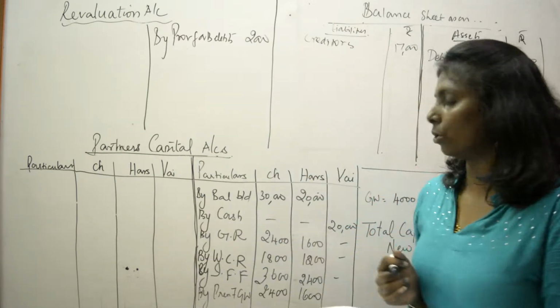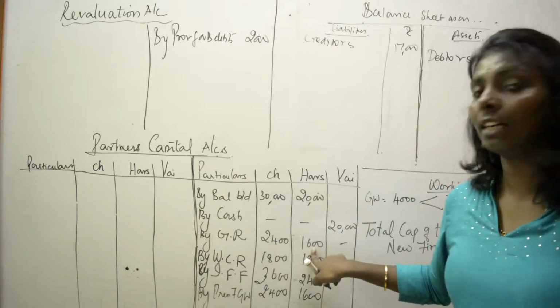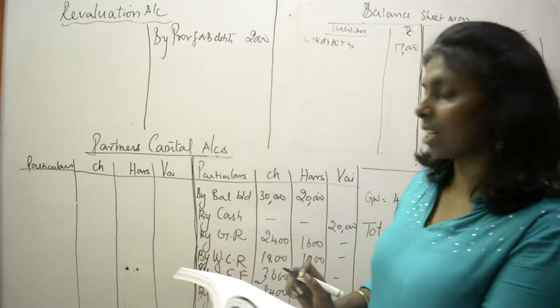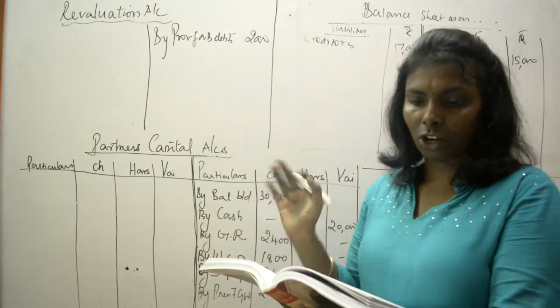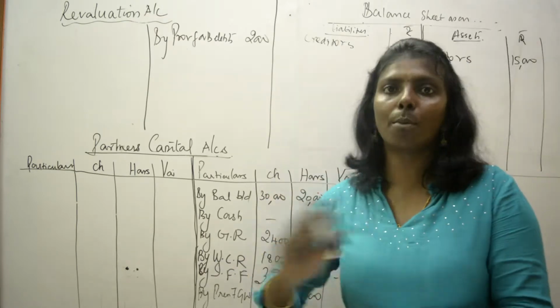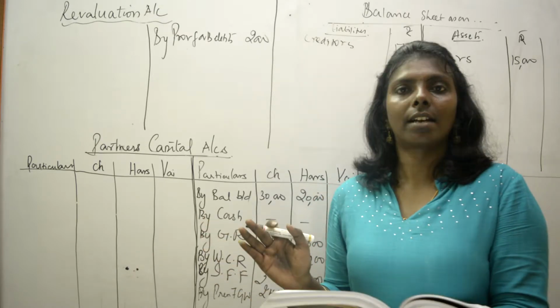Next is the general reserve. What should you do? You have to divide the general reserve in the old ratio. So general reserve is done. Workman's compensation is divided. Investment fluctuation fund is divided. It's gone. Provision for bad debts is no more in the picture because every debtor is good.